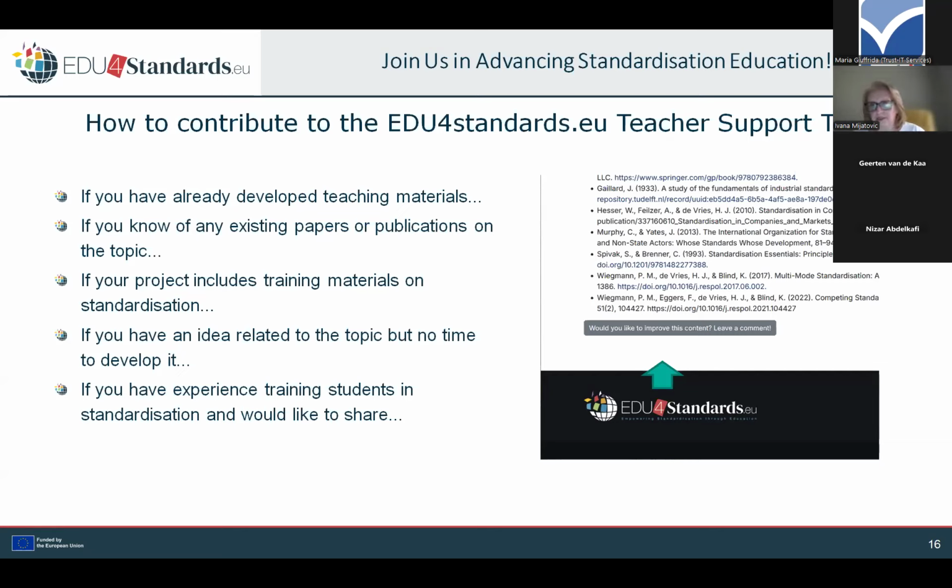If you have projects that include training material on standardization, for example, we are developing right now a new topic, blockchain standardization, related to materials which are developed by the Horizon Europe project C-Blocks. So I think that is quite interesting. And in other contexts, we are preparing several teaching case studies which are related to the experience of researchers and scientists with standardization.